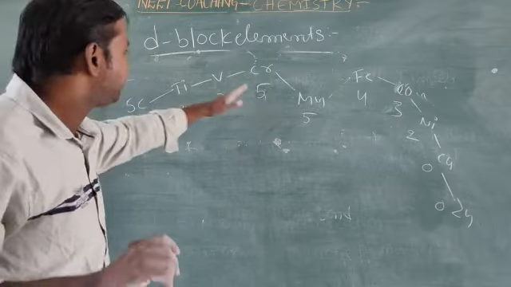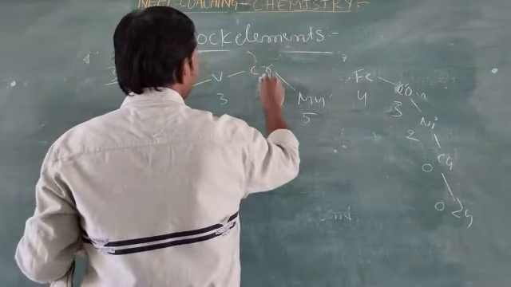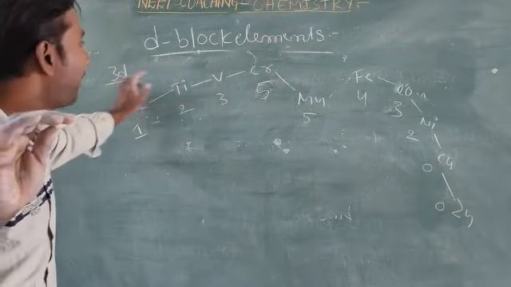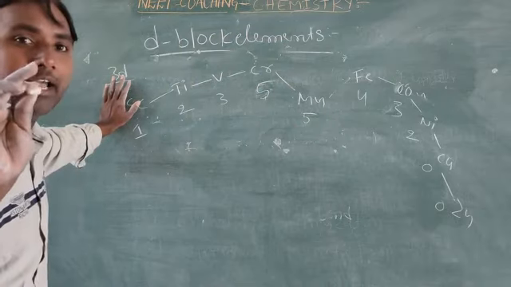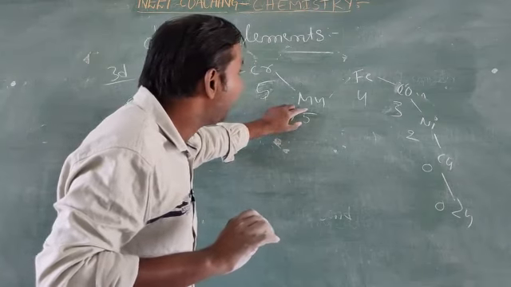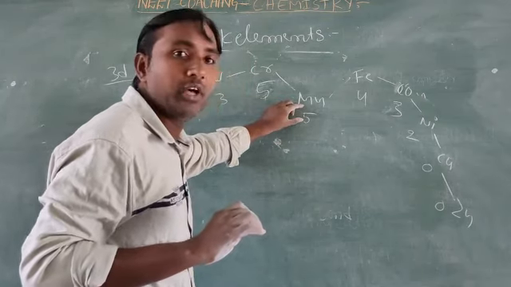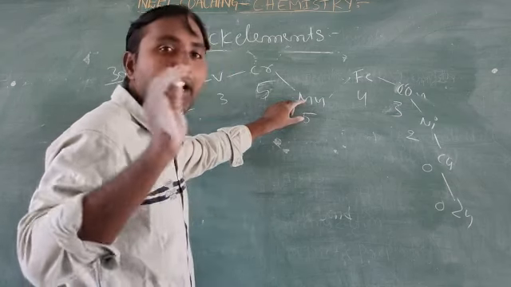Scandium to chromium, unpaired electrons increase. That's why melting and boiling points increase. Manganese also has 5 unpaired electrons, but its melting and boiling points are observed to be lower.